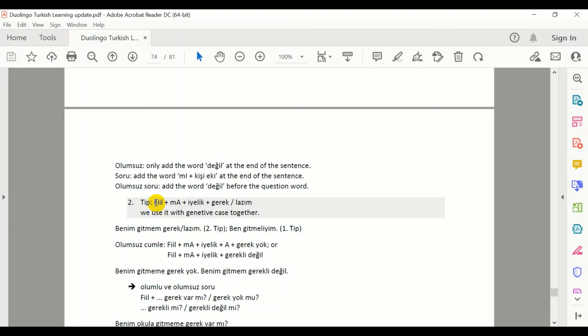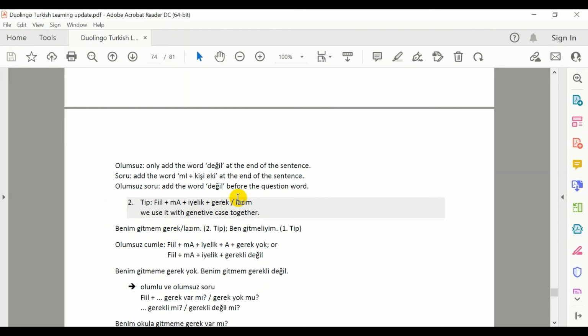See, after the verb git, here ma is used, and then the personal suffix, and at the end the word gerek or lazım. You can use any of them that you feel convenient with. For example, benim gitmem gerek or benim gitmem lazım.